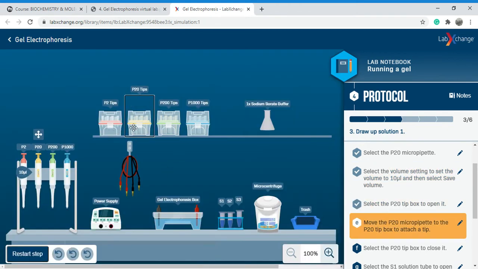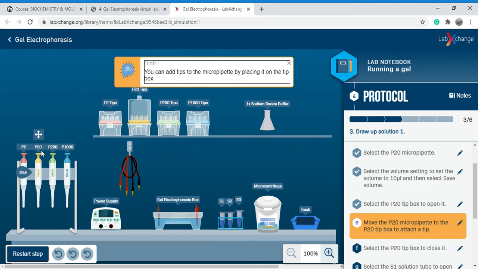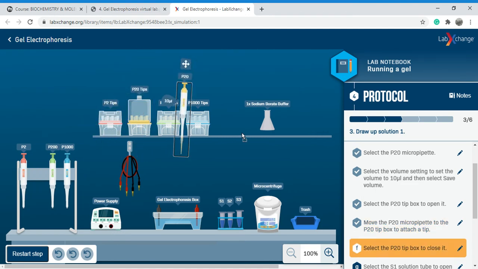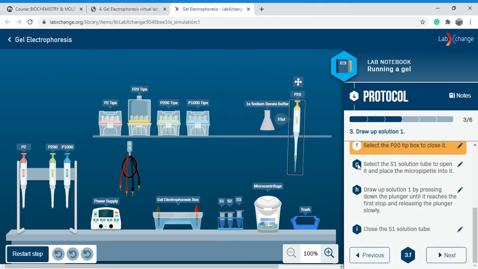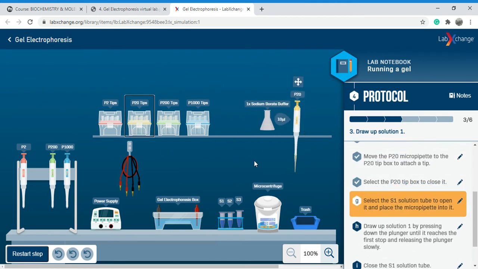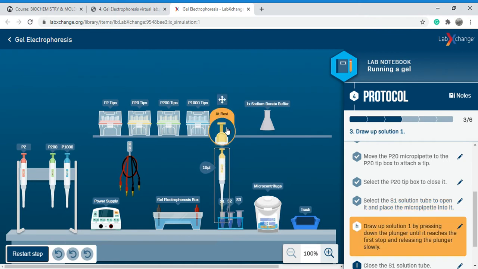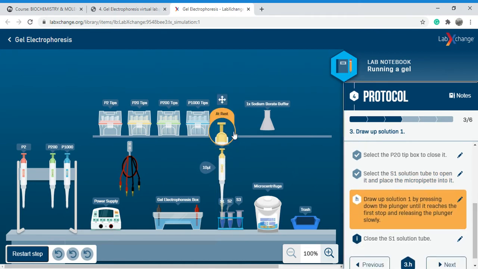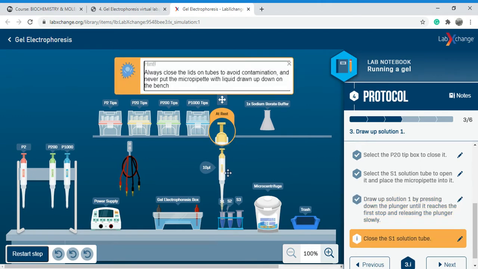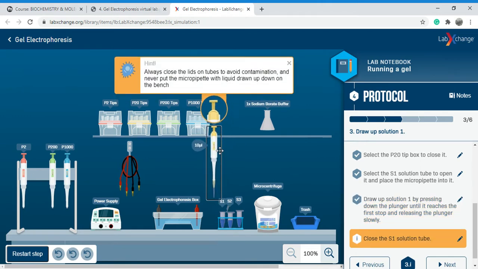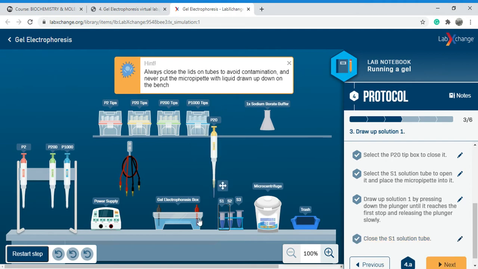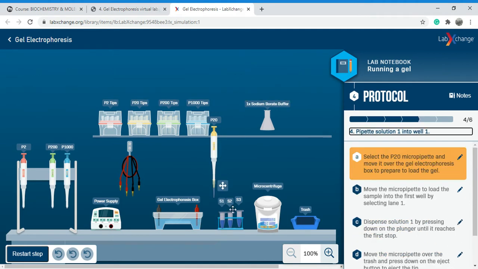We open the P20 tip box and we get a tip. Okay. Now we close the tip box. Now we choose solution 1 and place the micropipette into it. And we draw the solution up. First stop. Now close solution 1. Move on to the next step.